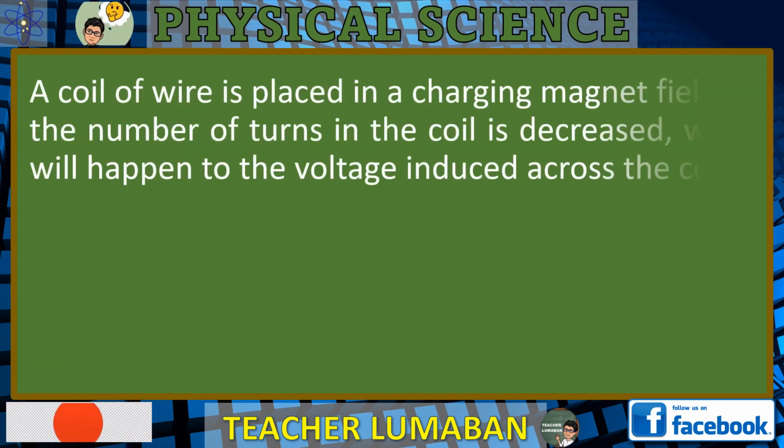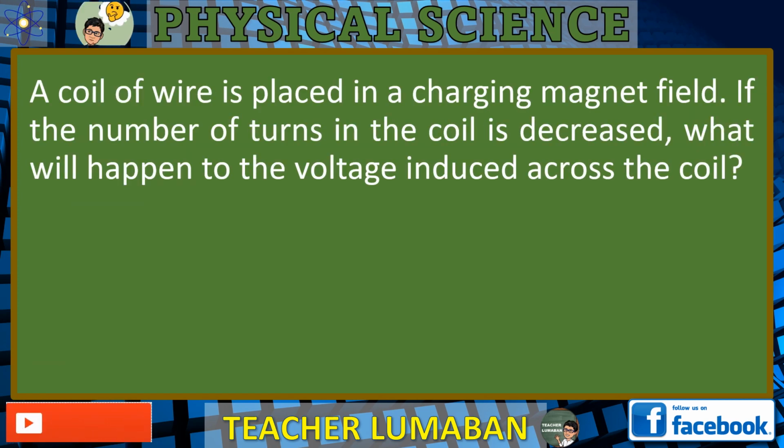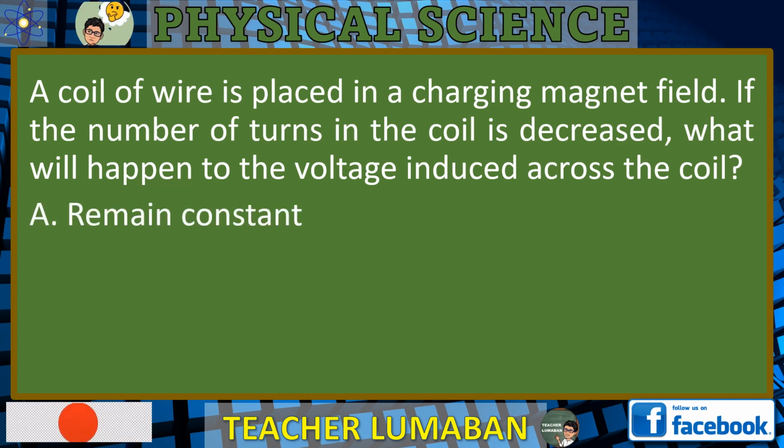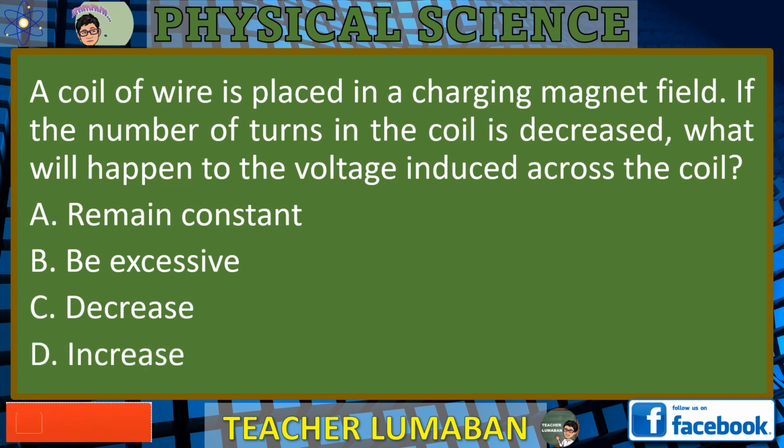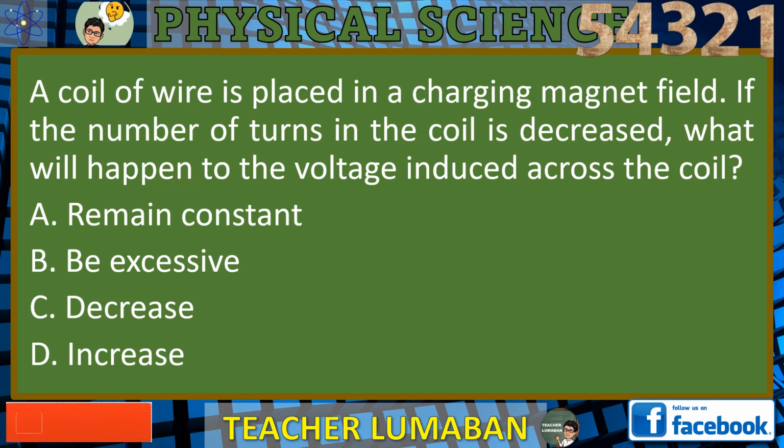A coil of wire is placed in a changing magnetic field. If the number of turns in the coil is decreased, what will happen to the voltage induced across the coil? Letter A, remain constant. Letter B, be excessive. Letter C, decrease. Letter D, increase. In the next 5 seconds, select the best response from the available options. 5, 4, 3, 2, 1.